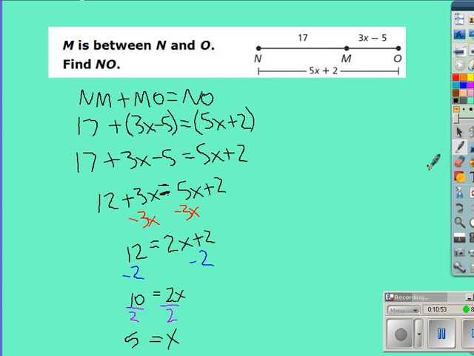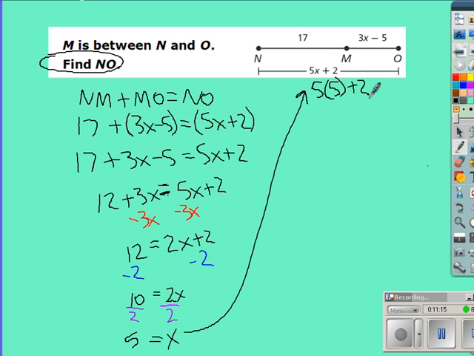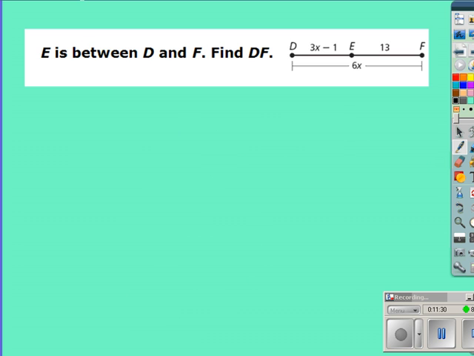Now, I'm not done yet. The question was not, what is x? The question was, find NO. So now if I look up here, I know that NO is 5x plus 2. Well, I know what x is now. So I'm just going to put it in. Instead of an x, I'm going to put 5. 5 times 5 is 25. 25 plus 2 is 27. So NO equals 27. It's a lot of work for this one problem, but that's what you're going to be asked to do. Try one more.